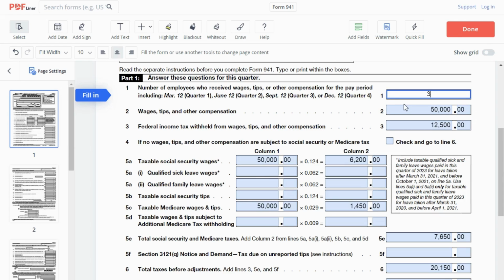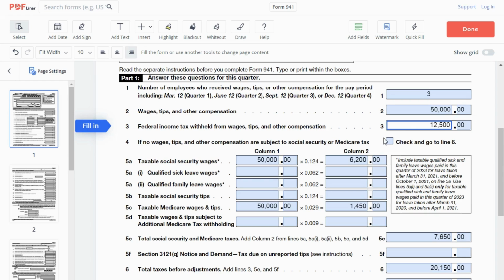Calculate and enter on line 2 the total wages, tips, and other compensations that you paid to your employees during the period. In this case, all employees received $50,000 in total during this quarter. After that, enter the total amount of federal taxes withheld from your employees' paychecks. This amount will depend on the tax information that your employees enter on their W-4. You can find it in your payroll system. In our example, the total amount of taxes is $12,500.